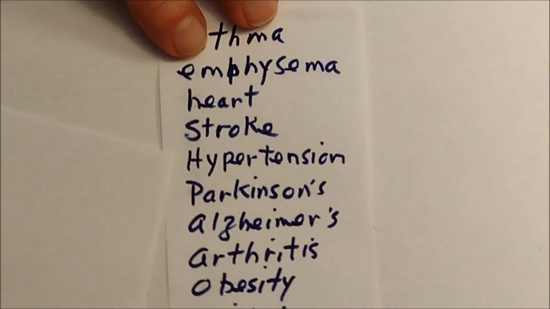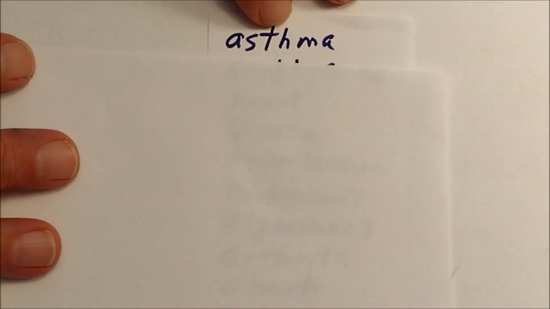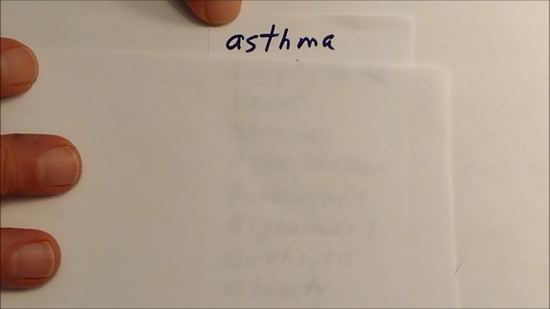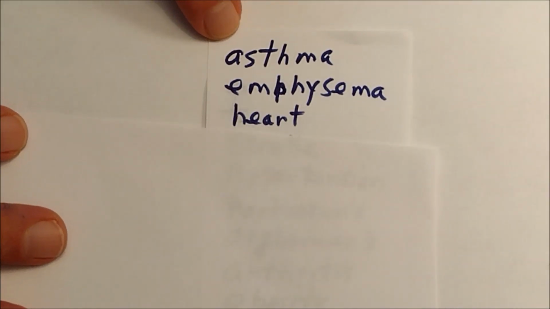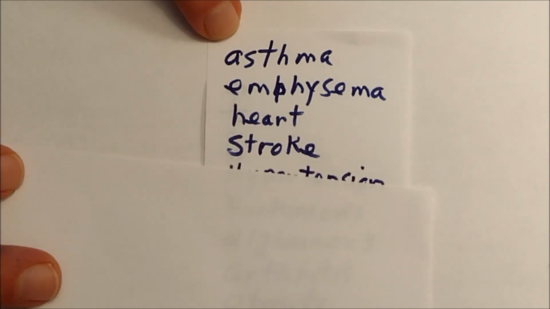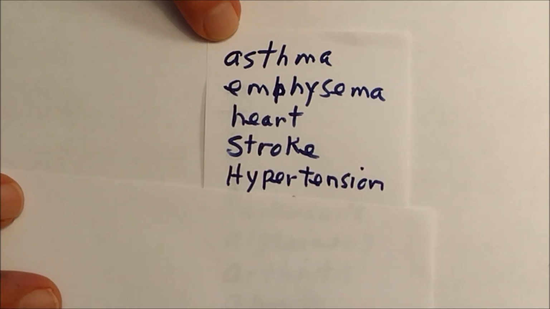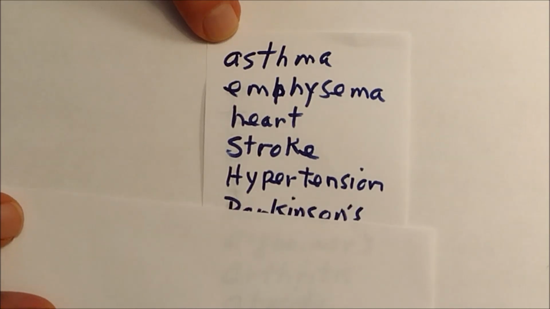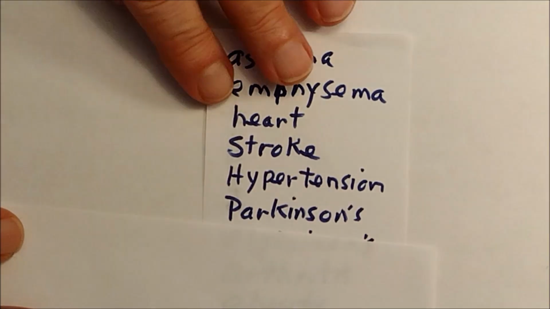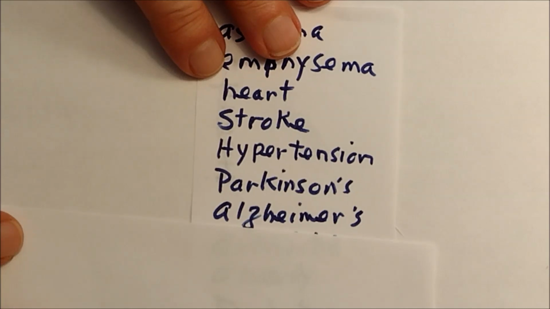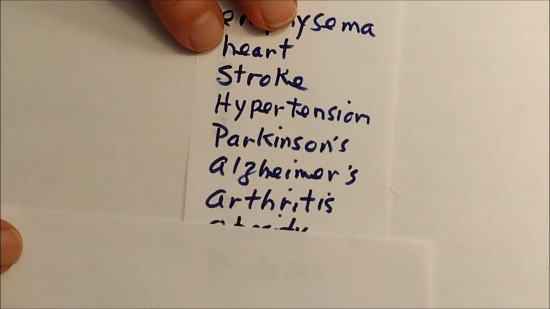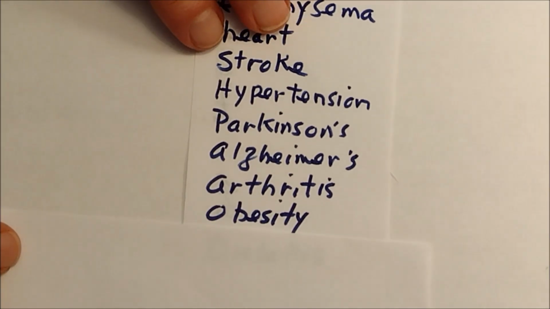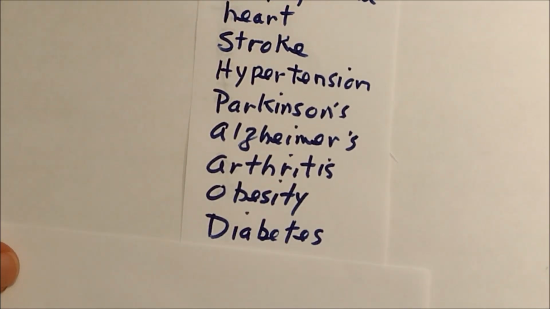Okay, here we go. Sorry about that. We're going to be taking a look at asthma, emphysema, heart disease, stroke, hypertension or high blood pressure, Parkinson's disease, Alzheimer's disease, arthritis, obesity, and diabetes. Those are the ones we'll be looking at today.